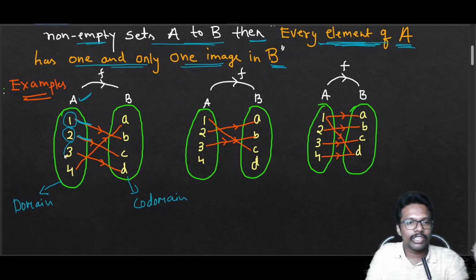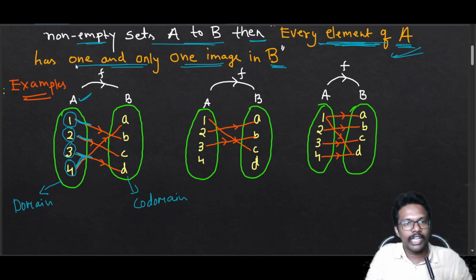And I am focusing on 3. 3 is also an element of A, and 3 also has an arrow mark going outside. Okay, well and good. And 4 is also an element of A. The 4 also has an arrow mark going outside. It means 1, 2, 3, 4, we have used each and every element of A. It means the first condition is satisfied. Here the first condition is satisfied. So next, move to the second condition.